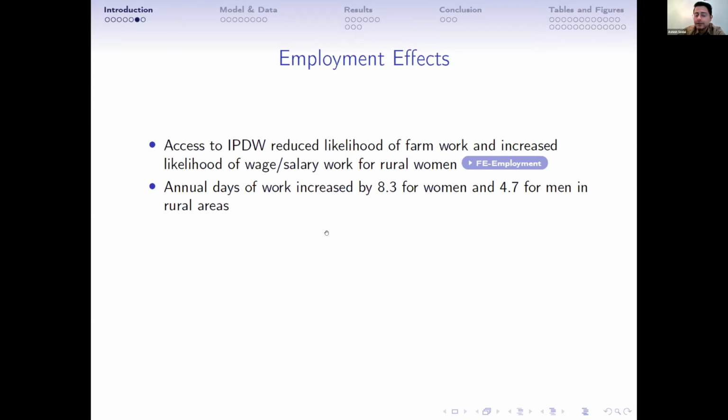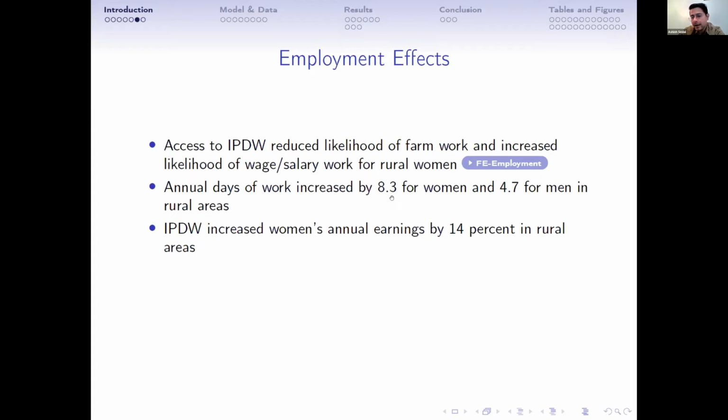Annual work days increase by 8.3 days for women with access to pipe water and 4.7 days for men in rural areas with access to piped water. Indoor pipe drinking water also increases the annual earnings for women. Annual earnings increase by 14% for women in rural areas and by 4% for men. So comparatively, women earn more than men starting from the benchmark level. And the increase in the earnings is higher for women as compared to men. And also the increase in the work days annually is higher for women than men in rural areas.